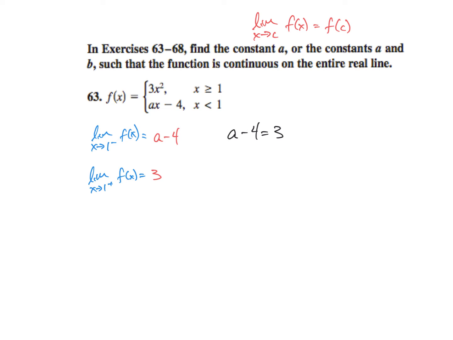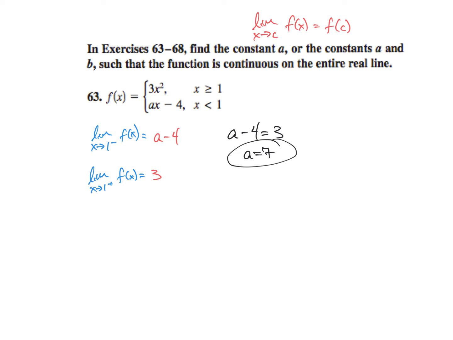So I set them equal. All right. And so what do I get? A equals 7. All right. And so I have kind of finished my problem. Now, technically, I just found the limits will equal each other. To be continuous, a limit is equal to the value. Here's my caution for you.